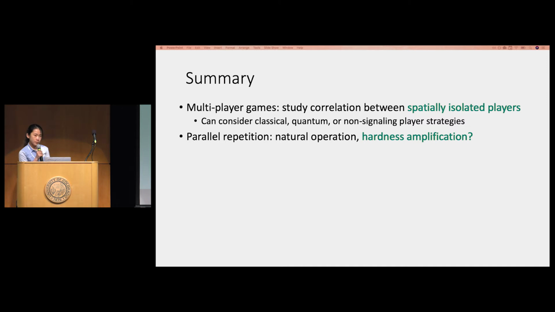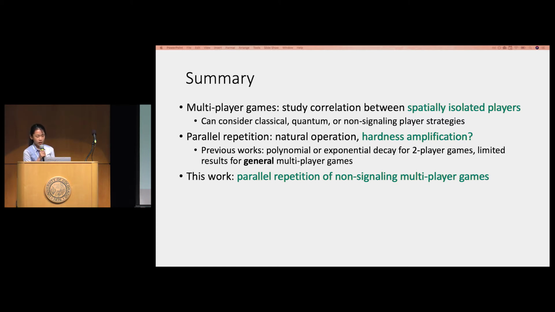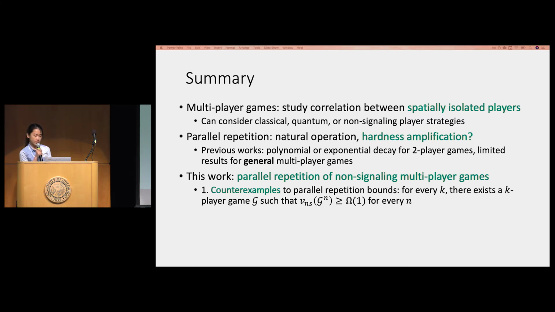And now, for multiplayer games, parallel repetition is a very natural question to ask. In particular, it's motivated by its potential for hardness amplification. Previous works have shown polynomial or exponential decay for 2-player games, but they had very limited results for general multiplayer games. In this work, we focused on the parallel repetition of non-signaling multiplayer games and showed the surprising result that there are counterexamples to parallel repetition bounds.